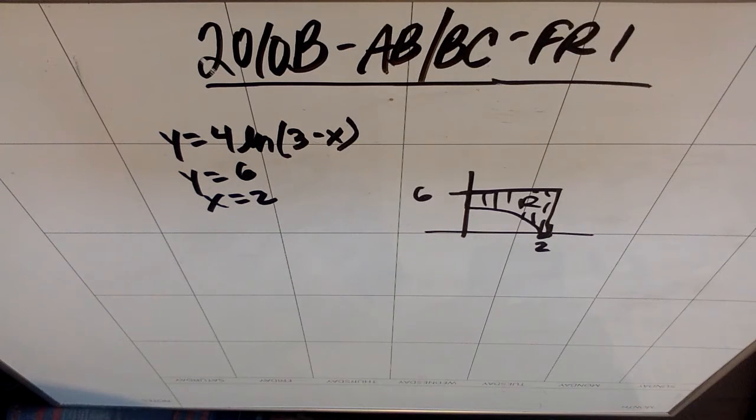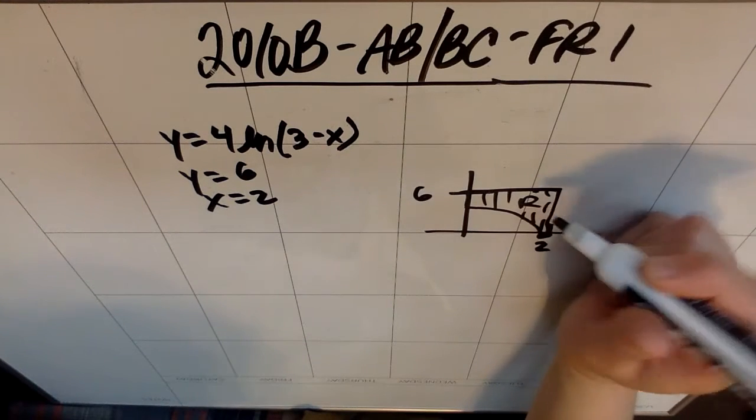AP review. This is 2010 Form B, AB, BC, free response 1. In the figure drawn here, but also way better on the real AP paper, R is the shaded region in the first quadrant bounded by the graph of y equals 4 natural log of the quantity 3 minus x, the horizontal line y equals 6, and the vertical line x equals 2. Part A, find the area of R.